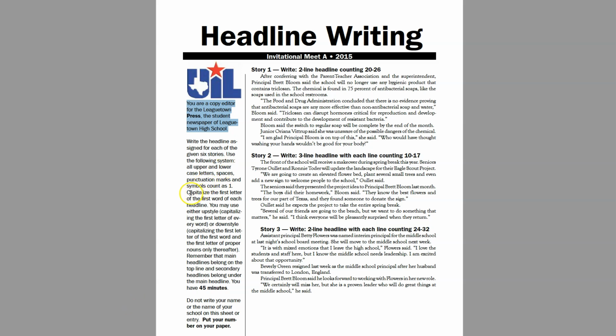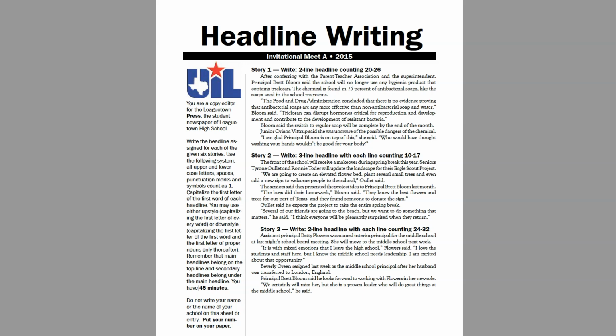It also tells you some specific rules like capitalize the first letter of the first word of each headline. It tells you you can use what we call up style, capitalizing the first letter of every word in the headline, or down style, capitalizing the first letter of the first word and the first letter of proper nouns only thereafter. So you can do that either way. It says, remember, the main headlines belong on the top line and secondary headlines belong under the main headline, and you have 45 minutes for that competition. As always in these UIL competitions, you don't write your name or the name of your school on the paper. They're going to give you a number in that competition and have you put that on there.